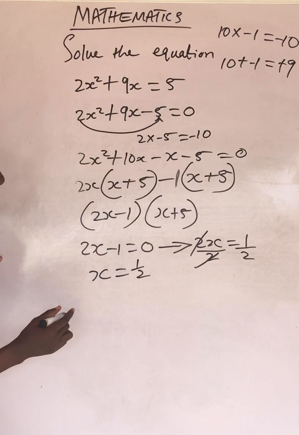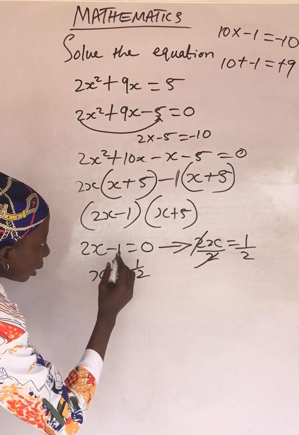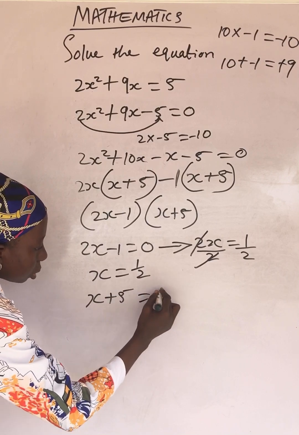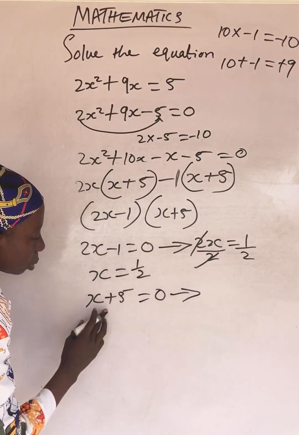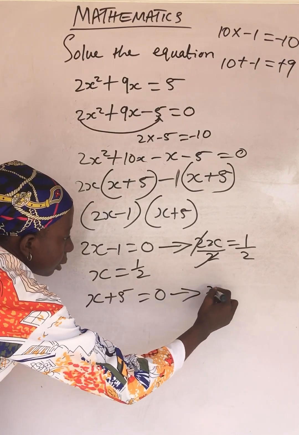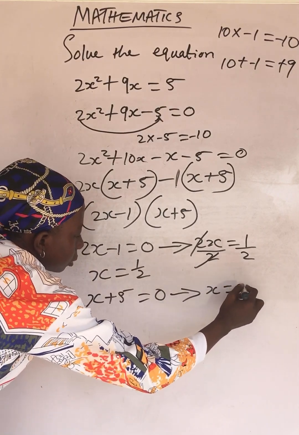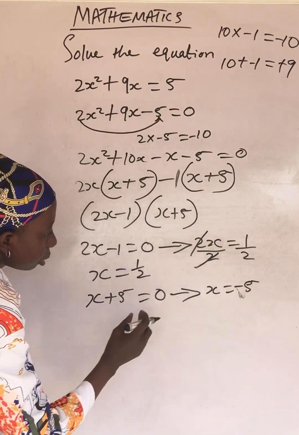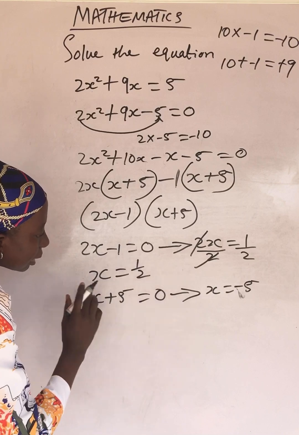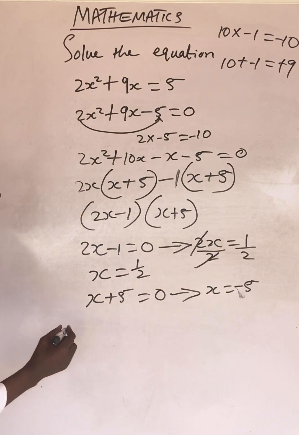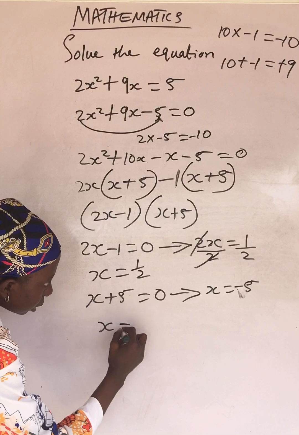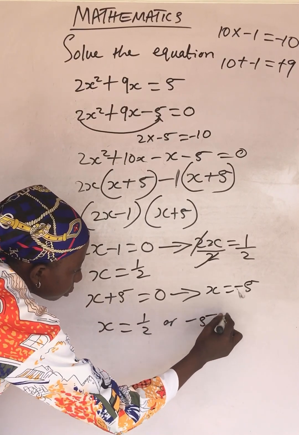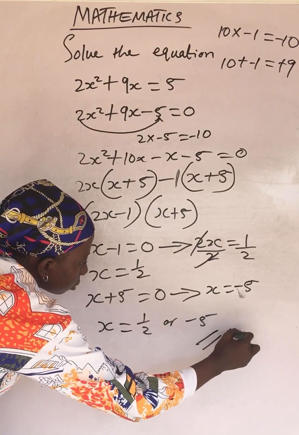Now for this second bracket, what do we have? We have s plus 5 equal to 0. From this equation now, I will have s to be equal to minus 5, because 5 crosses the equation sign. All right, s is equal to minus 5. That is to say, from this equation, our s is equal to 1 over 2 or minus 5. That's the answer.